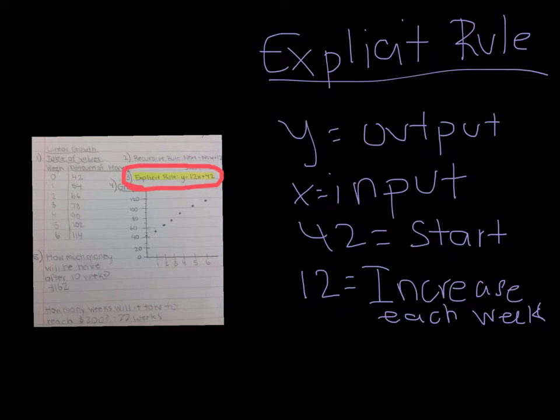For the explicit rule, the y would be the output, which is the amount of money he has. The x is the input, which is the week number, and then 42 is where he starts, the amount of money he has when he starts, and 12 is the amount he increases each week, which is from his lawn mowing business and the money he makes from that.